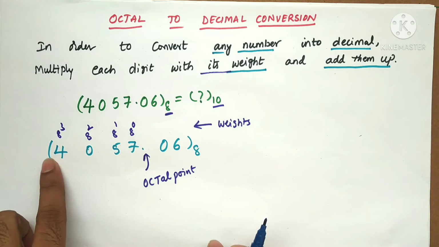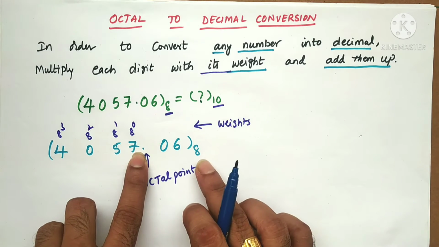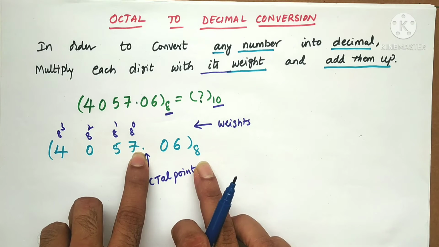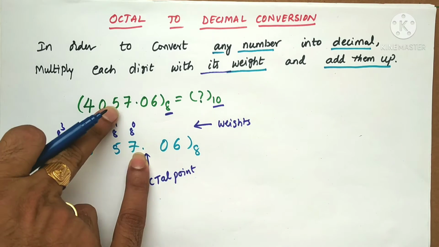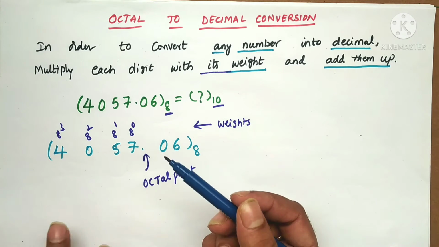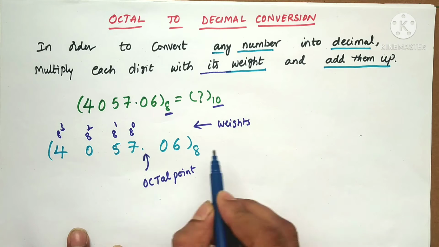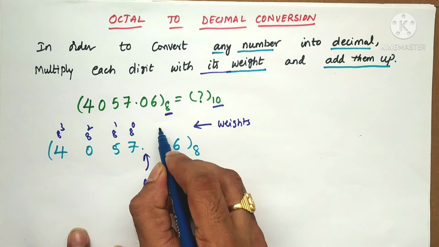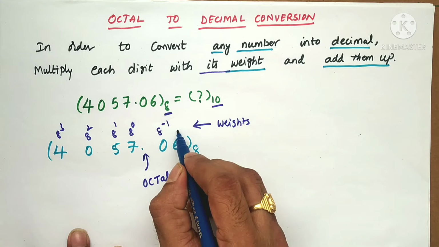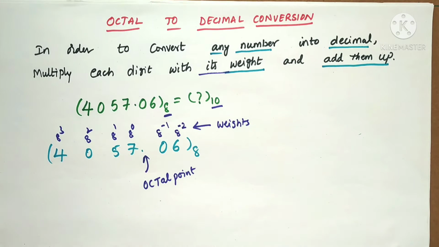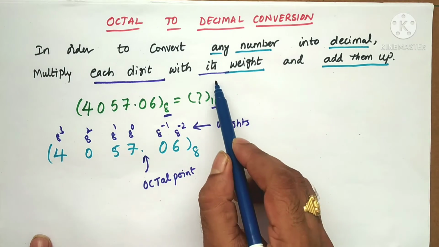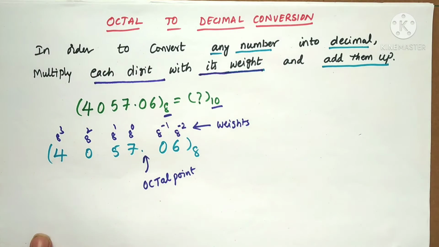To the left of the octal point, we have to write positive powers of base. Here the base is 8. So 8 power 0, 8 power 1, 8 power 2, 8 power 3 we have to write here. And to the right of the octal point, we have to write negative powers of base. So this is 8 power minus 1 and here is 8 power minus 2. Right? So now multiply each digit with its weight and then add them up.